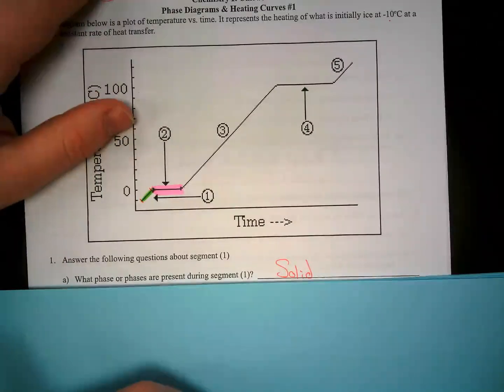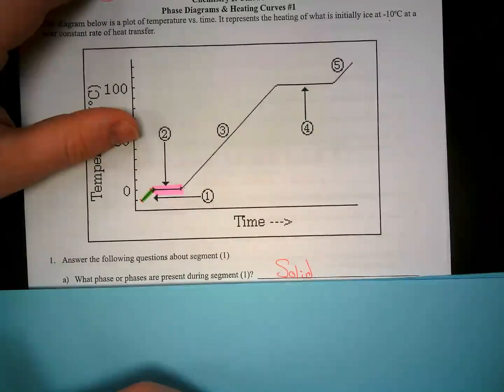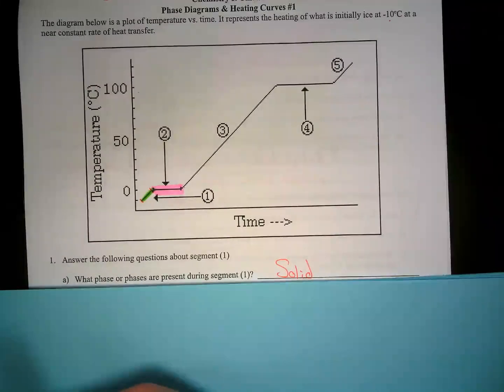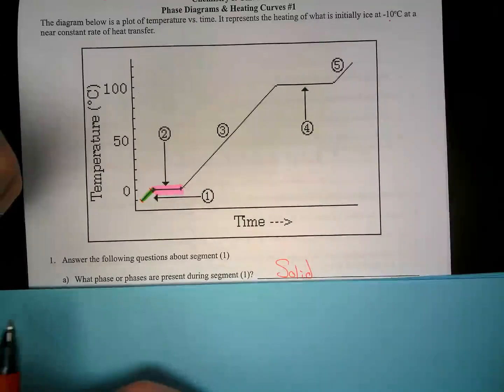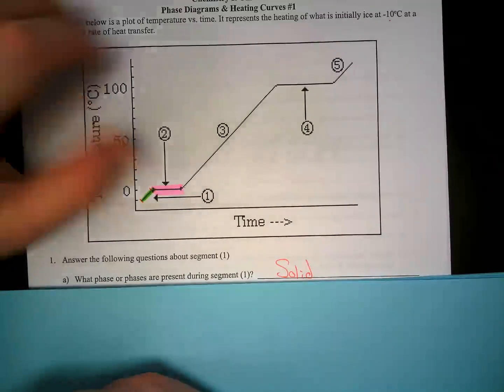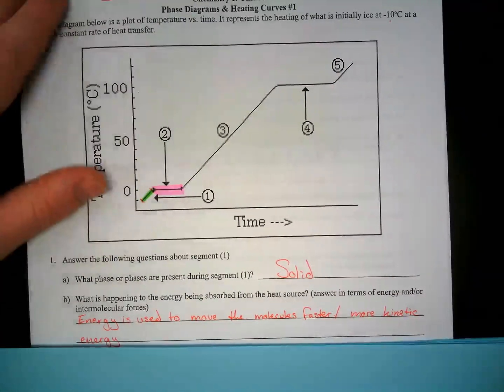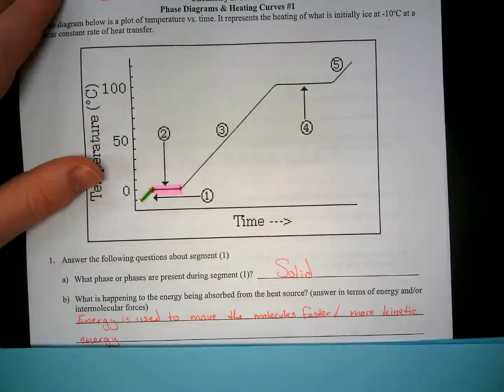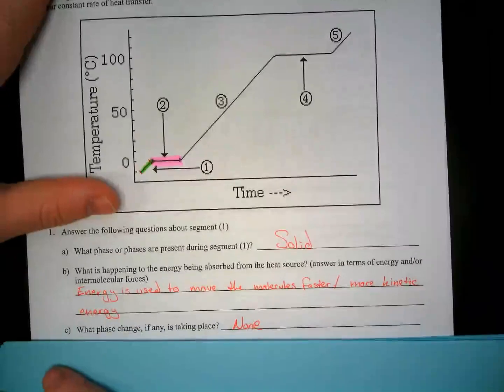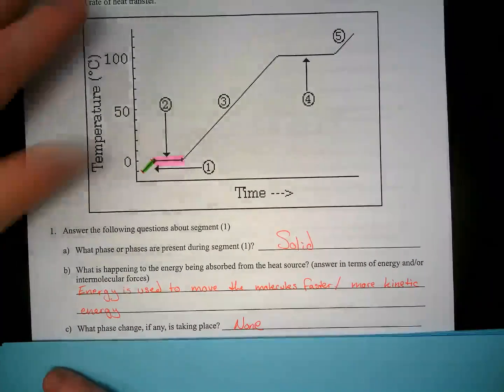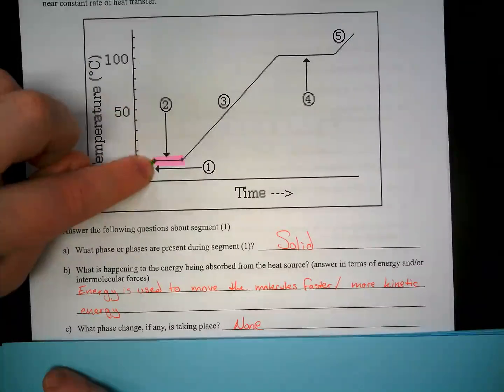Okay. Now, it's a solid from here, and then how do we describe how the energy is moving? Well, as we saw in the notes, the way that the energy is moving around here as we're increasing the temperature is that we're increasing the kinetic energy. We're increasing the movement speed of the particles. So energy is used to move the molecules faster. There's more kinetic energy. Well, is there a change in the state of matter? No, there is no state of matter change here. It's still just a solid in segment 1, which is again from here to here.